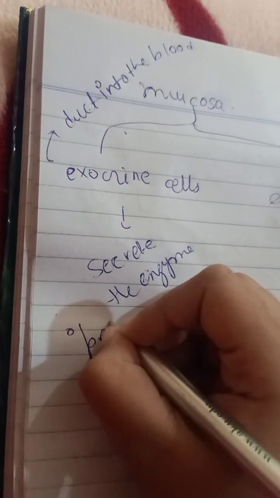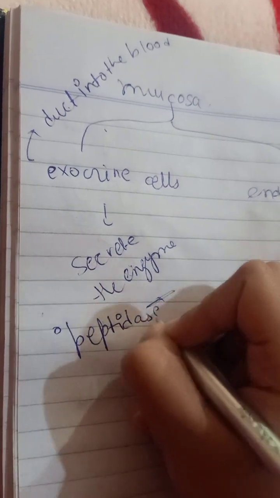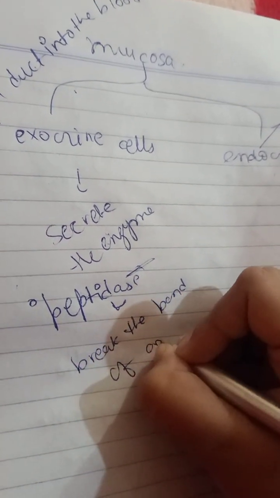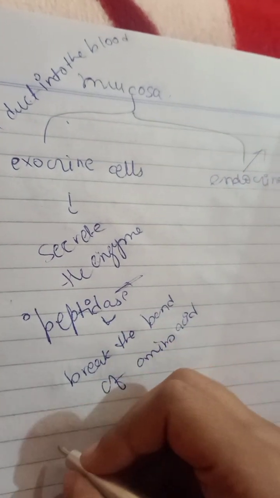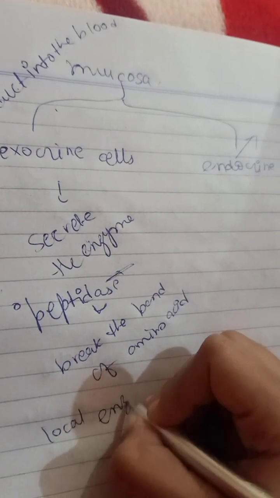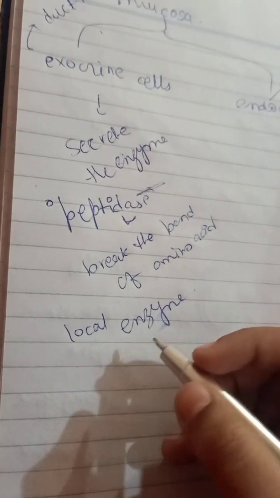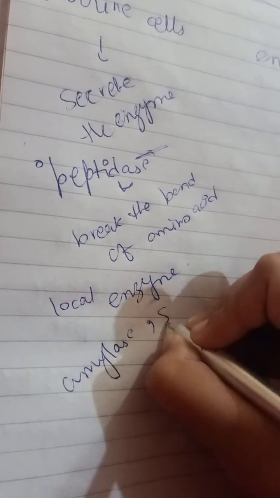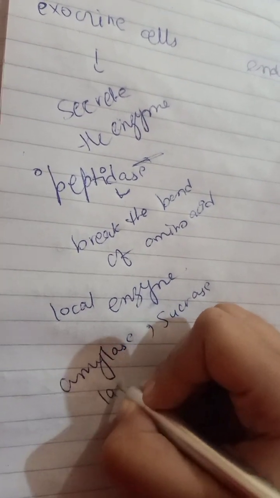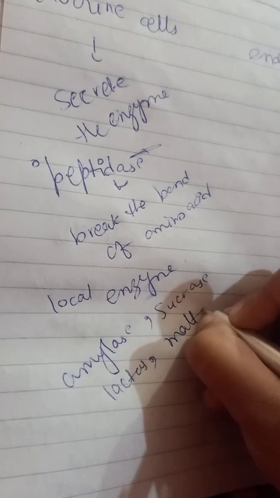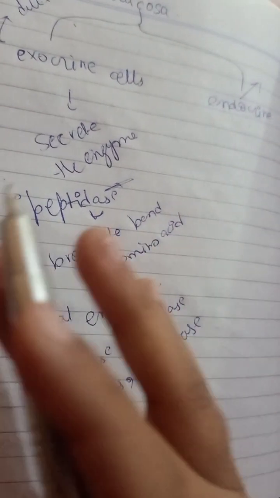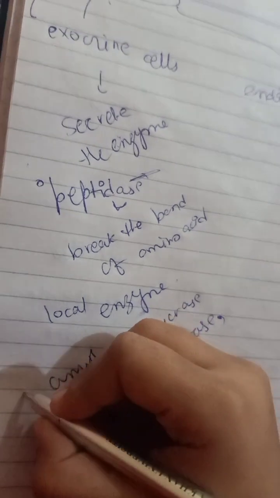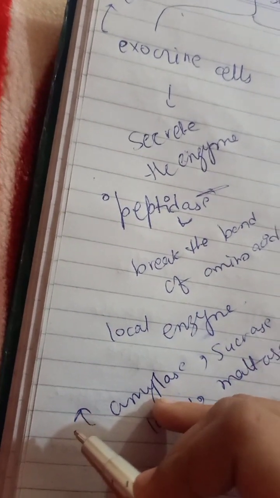They have an enzyme that is peptidase, which actually breaks the peptide bond of amino acids. Okay, if you're talking about the local enzymes, I told you that we'll be discussing them in detail. Local enzymes are basically amylase, sucrase, lactase, maltase, these are the enzymes. As you all know, in the biomolecules chapter we discussed all these enzymes in detail. Okay, maltase, lipase.